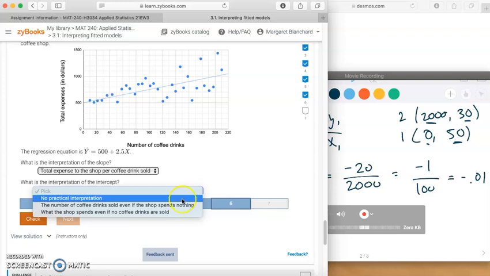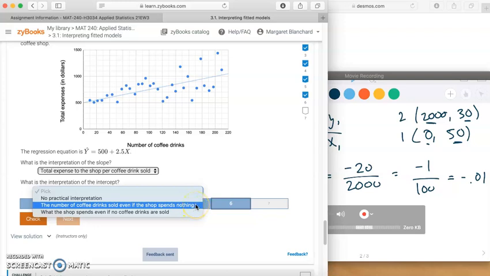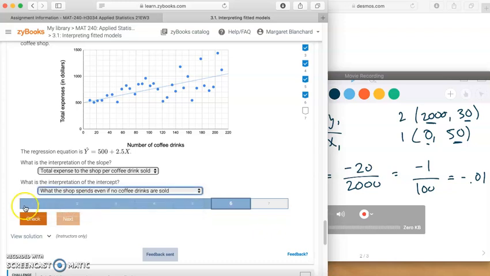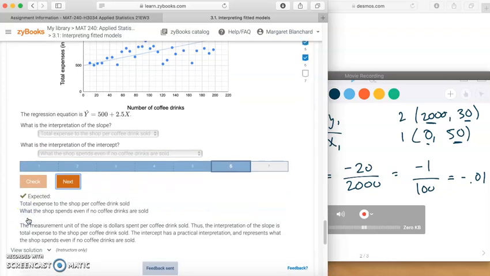So it's not that it has no practical interpretation, because it does tell us some kind of baseline. It says the number of coffee drinks sold even if the shop spends nothing. Well, that makes no sense, because we know right now the number of coffee drinks sold at the intercept is 0. So what the shop spends even if no coffee drinks are sold. Well, there you go. So if the coffee shop sells 0 coffee drinks, that intercept is still telling us what their operating costs are that day. All right, let's check. That's it.